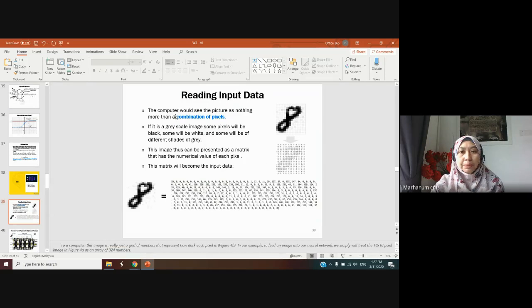So the computer would see the picture as nothing more than a combination of pixels. This one, they have pixels, small. These are the language of the computer, not our language. If it is a grayscale image, some pixels will be black, some will be white, and some will be of different shades of gray. So this image can be presented as a matrix that has the numerical value of each pixel. This matrix will become the input data.